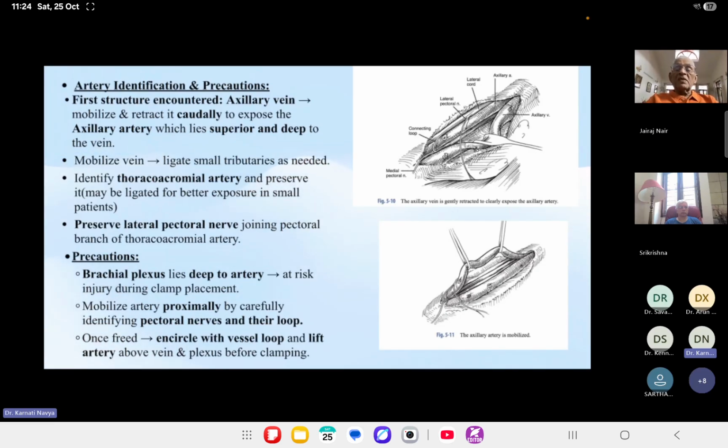Once the artery is freed, encircle it with a vessel loop and lift the artery above the vein and plexus before clamping it. Here you can see the axillary artery completely mobilized and looped, and then we should apply a clamp to avoid injury to the posteriorly visible cords.